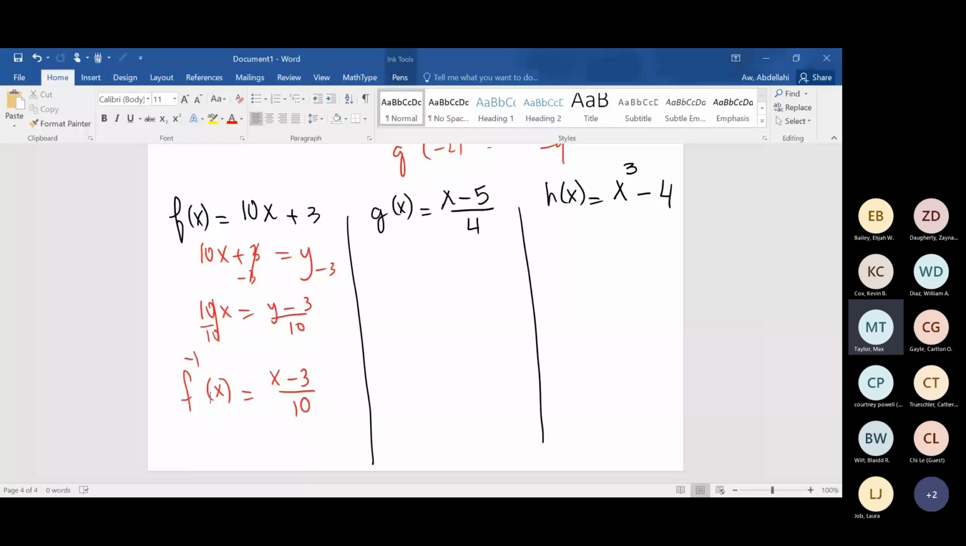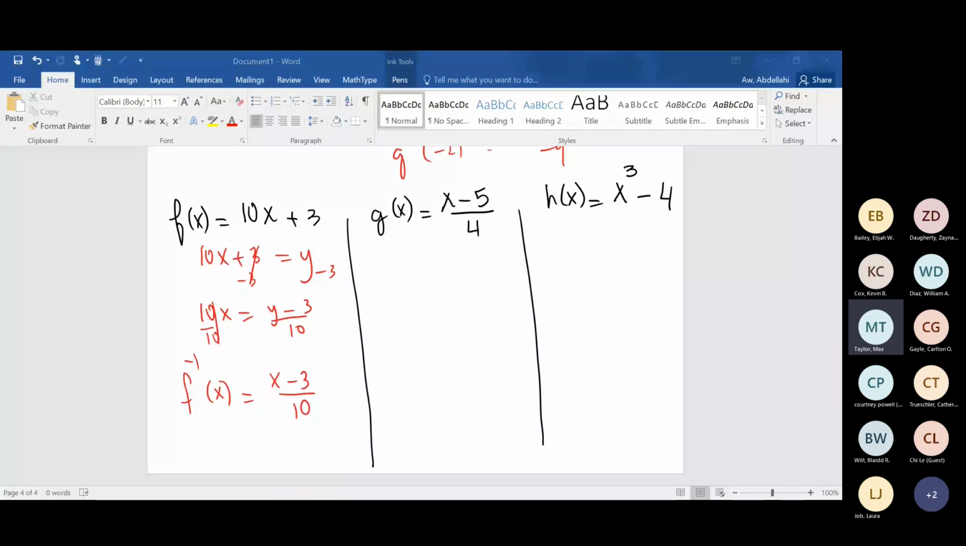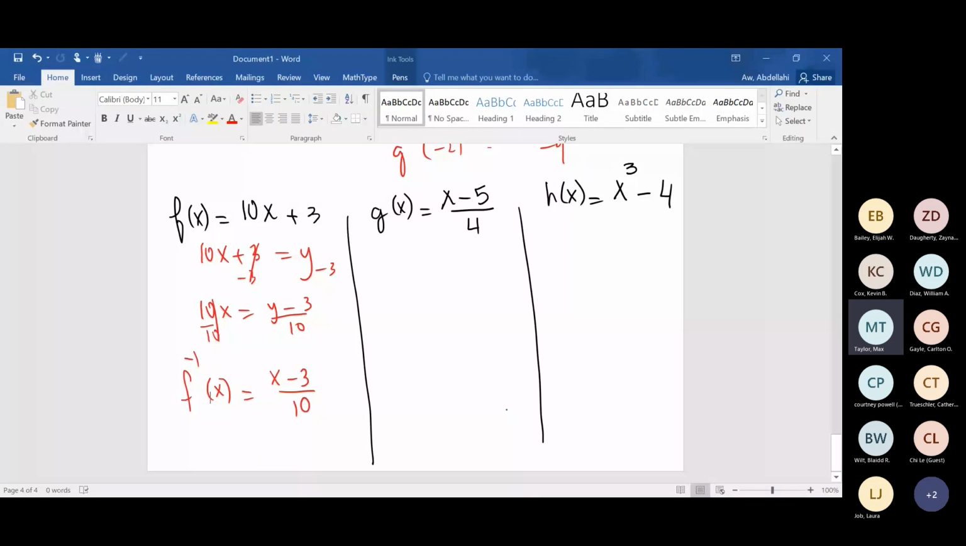Who's going to tell us the next steps? Okay, go ahead, please. First, you rewrite the equation as y equals (x minus 5) over 4. Yep, x minus 5 over 4 equals y, right? And then what did you do next? Multiply both sides by 4. Thank you very much. That's very good.